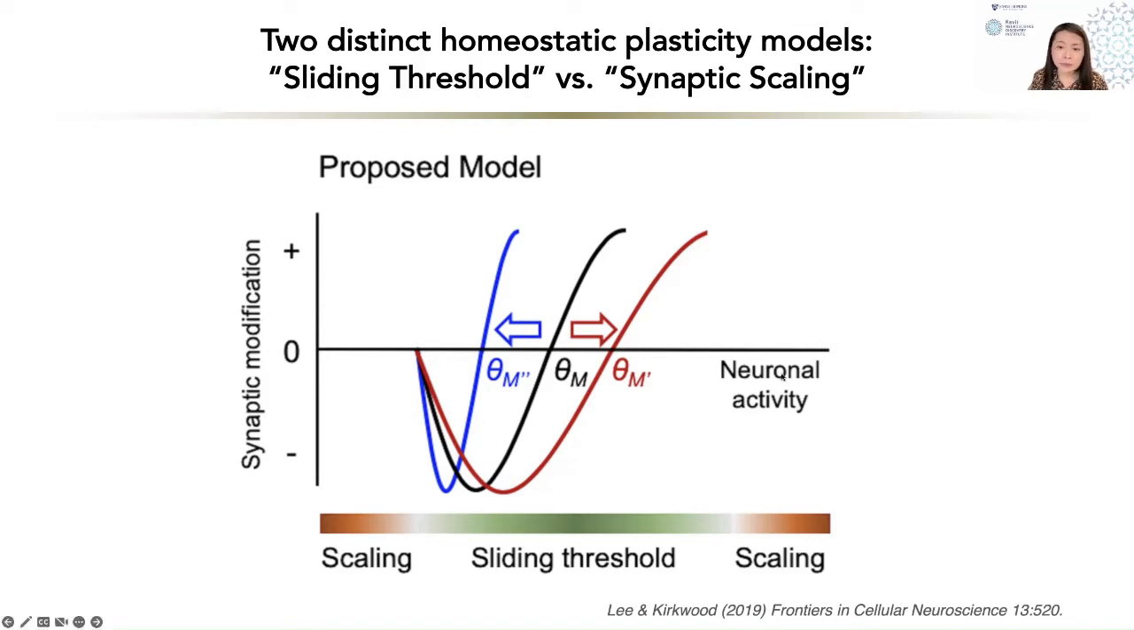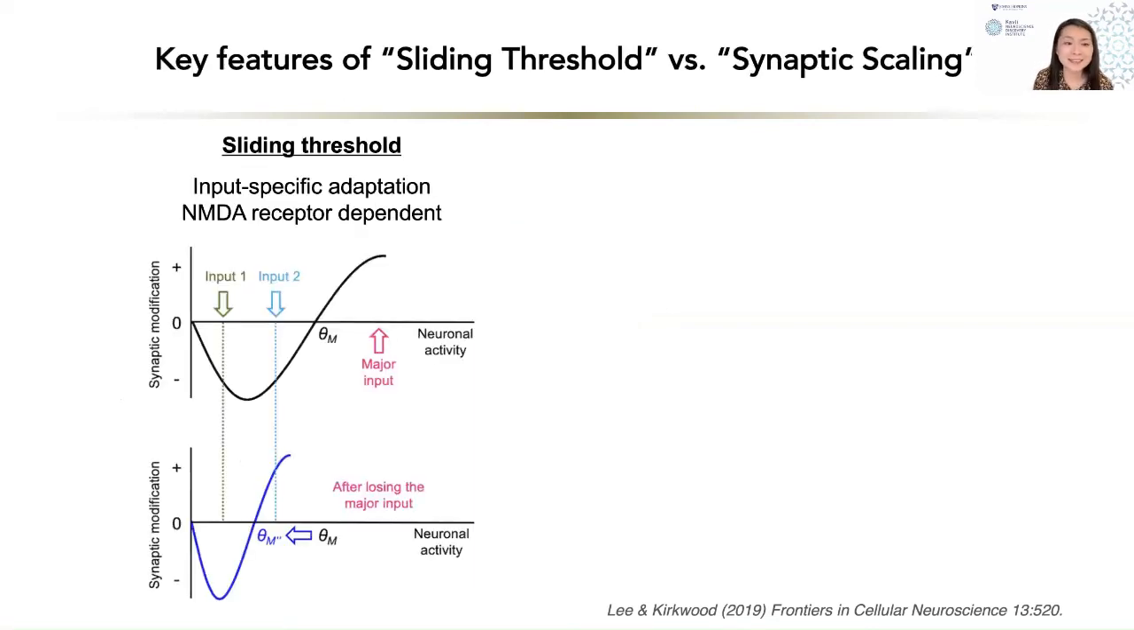On the other hand, when the neural activity is really high, such that it cannot operate with the sliding threshold, I'll go into why that could be, then we propose that the synaptic scaling model, which is a global adaptation of synaptic strength, would be kicking in to bring back the homeostasis. So let me go and explain those models side by side.